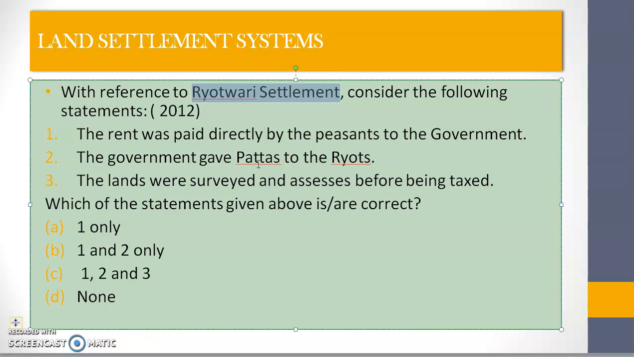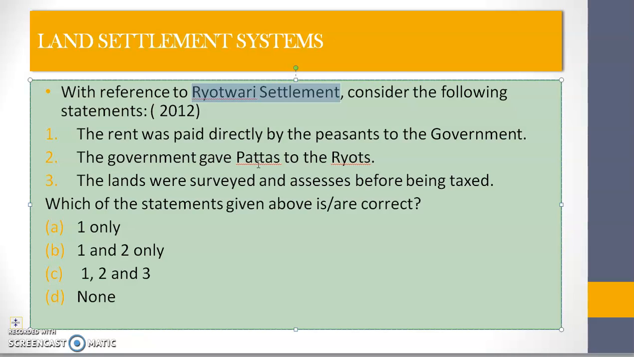Then there was also a provision for annual agreements between the government and the cultivator, and in this case, the cultivator had the choice of accepting or rejecting these agreements. If the cultivator agreed, he would get a patta, which would become a title to private property. Under this system, the lands were to be surveyed and assessed before being taxed. So these are some of the important basic features of the Ryotwari settlement.